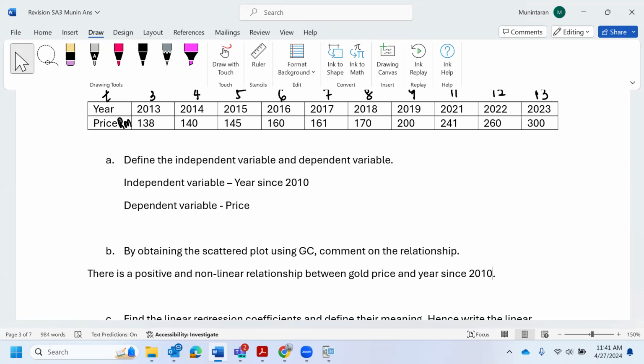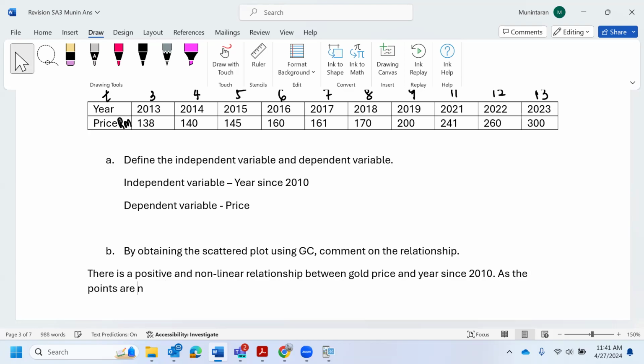If you are asked why, then you can say the points are not scattered. All right. If you want to know the reason, you can say the points are not scattered.